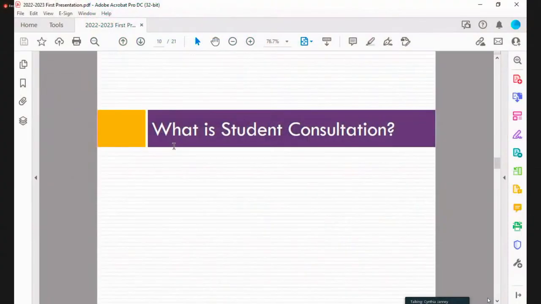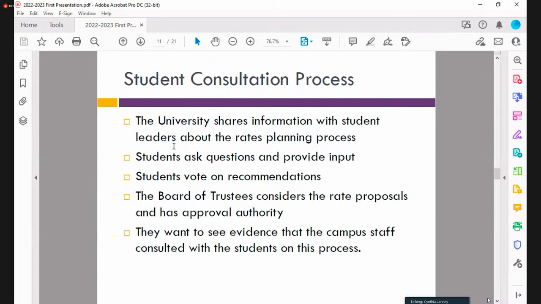What is student consultation? The university shares information with student leaders about the rates planning process. The student leadership of both Student Government and Residence Hall Association met with me a few weeks ago to come up with a mutually agreeable calendar. And so this is the first presentation to Senate as a part of that calendar. Students ask questions, provide input. Students in the Residence Hall Association group will vote on the recommendations. They are representing students at a rate of, let's call it, one representative per 40 students in a community.